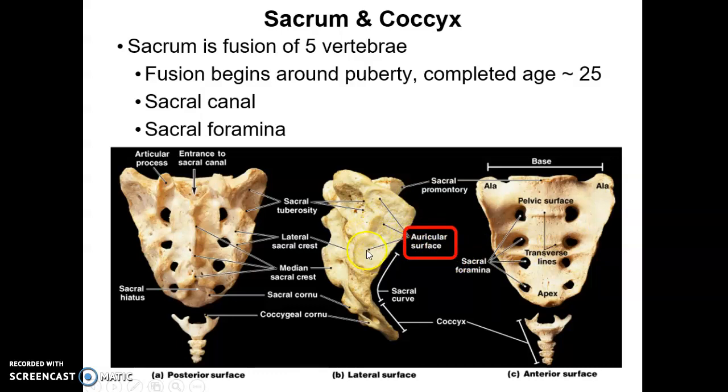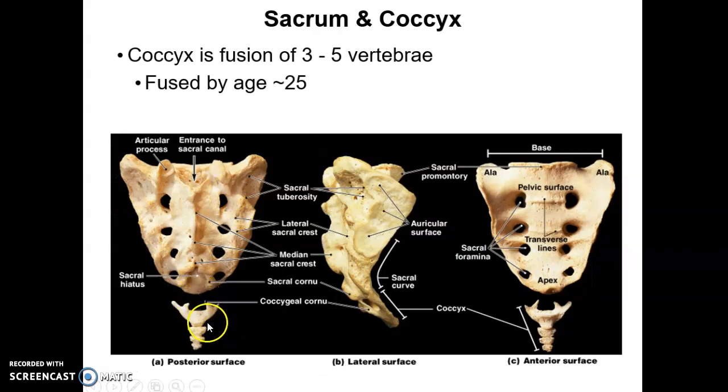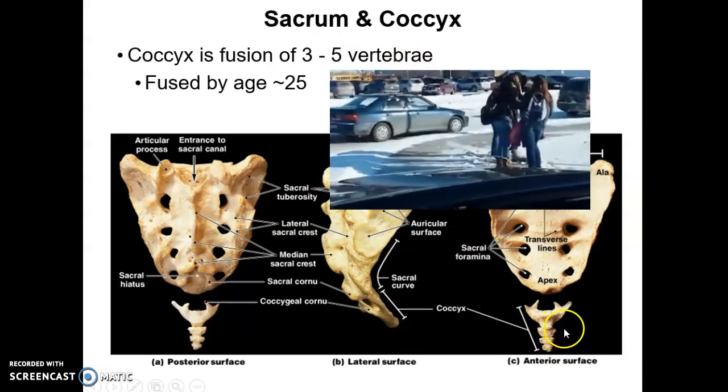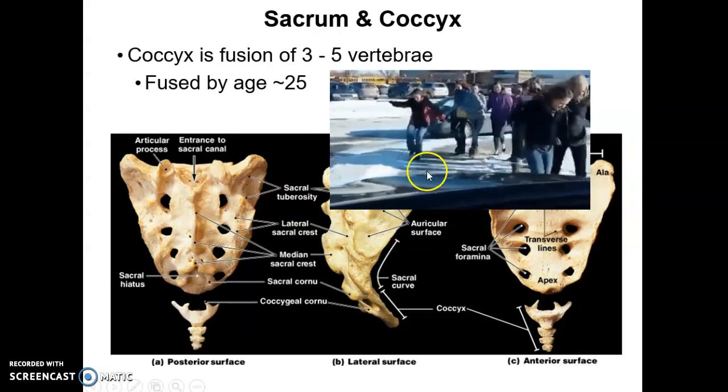This is a lateral view, posterior view, anterior view, and that auricular surface on each side, lateral side of the sacrum, articulates with your two hip bones, forming the sacroiliac joints. And then finally, at the inferior end of the vertebral column, the coccyx, also formed by the fusion of 3 to 5 coccygeal vertebrae, and just like the sacrum, they fuse by about age 25. And you know where this is if you've ever fallen on your rear end and injured it or bruised it or possibly broken it.